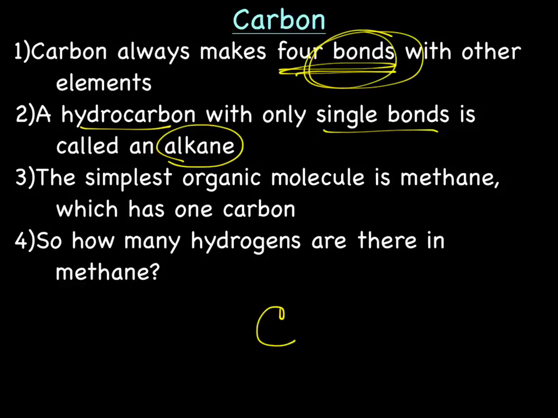So how many hydrogens are there in methane? See if you can answer the question before I do. Carbon has 4 valence electrons, which means it needs to have 4 hydrogens, CH4.